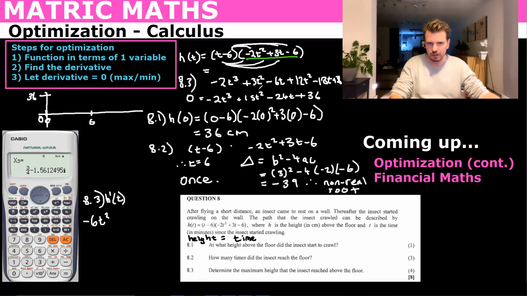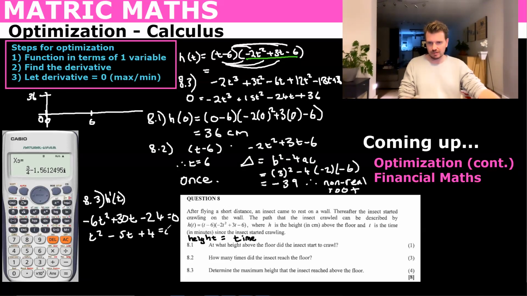Yeah, 6t squared, and then 15 times 2 is 30t minus 24. Now I make this equal to 0, let the derivative equal 0. I can divide through by minus 6, so I get t squared minus 5t plus 4 equals 0.